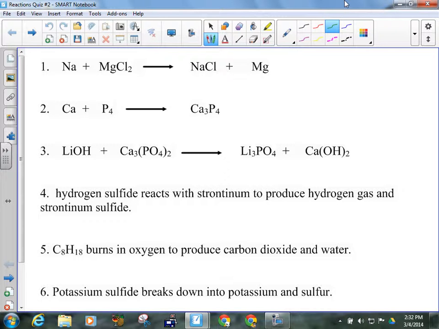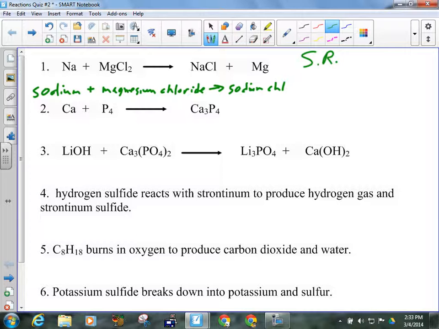Okay, so for number 1 here, we've got an element reacting with an ionic compound producing a new ionic compound with a different element. What kind of reaction is that? Single replacement, 1 mark. Okay, we've got to write it out in words. So we've got sodium plus magnesium chloride gives us sodium chloride plus magnesium. 1 mark. No capitals.